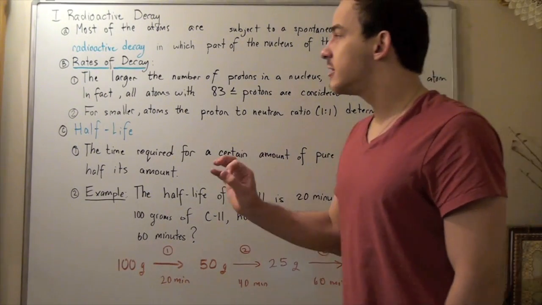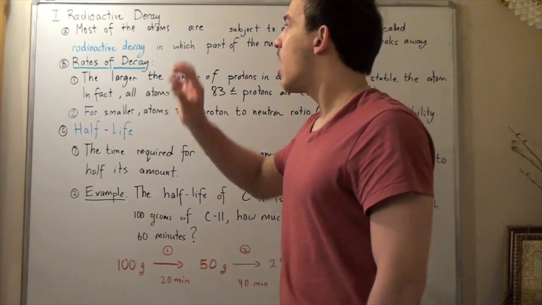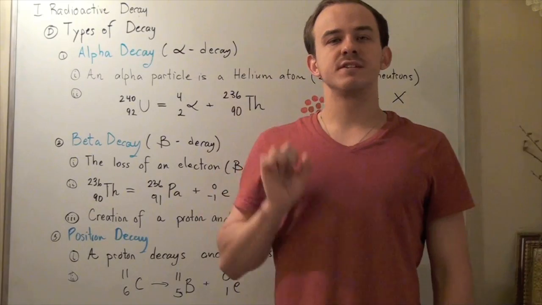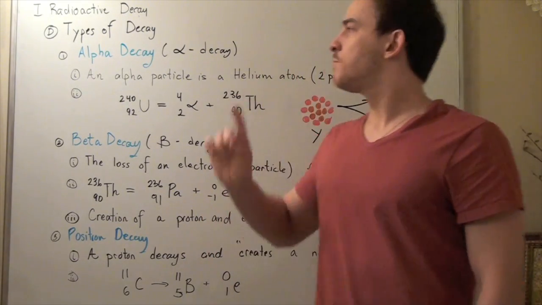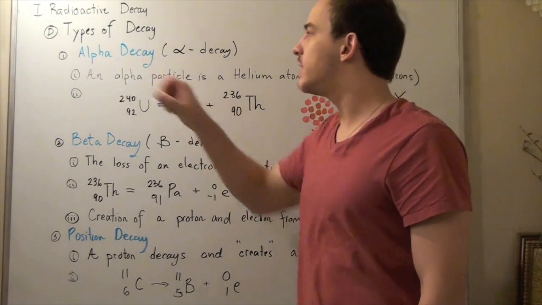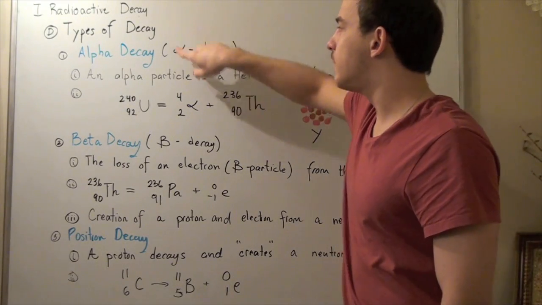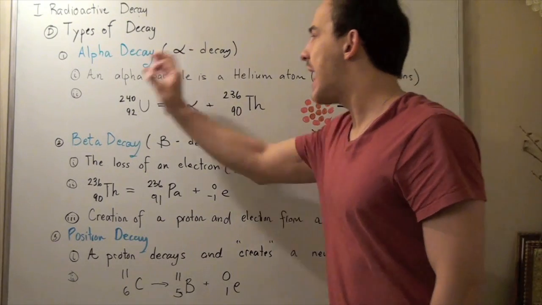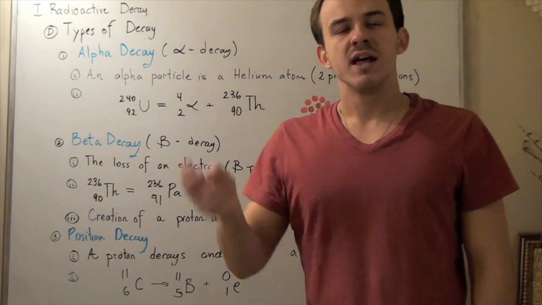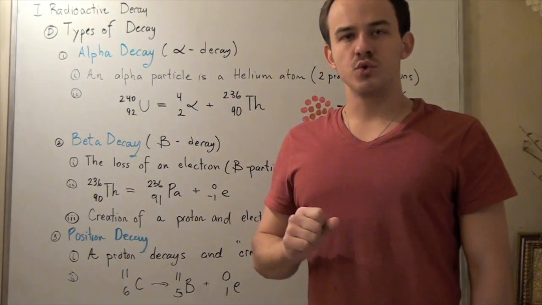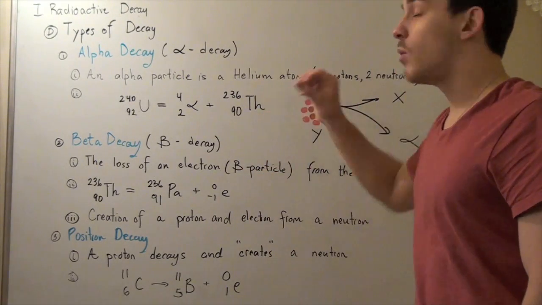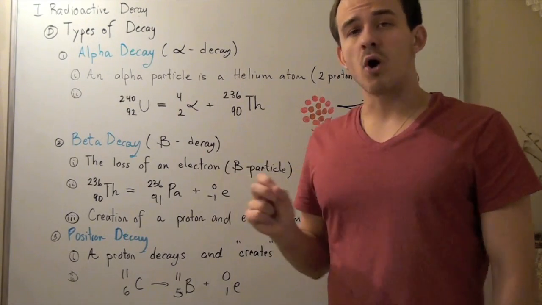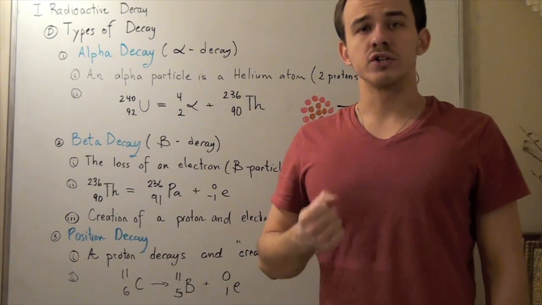So now let's look at the 5 different types of radioactive decay. Let's begin with alpha decay. Alpha is simply the Greek letter alpha represented by this symbol, so that's why we have alpha decay. And an alpha particle is simply a particle that has 2 protons and 2 neutrons. And because a helium atom also has 2 protons and 2 neutrons, that means an alpha particle is simply a helium particle.